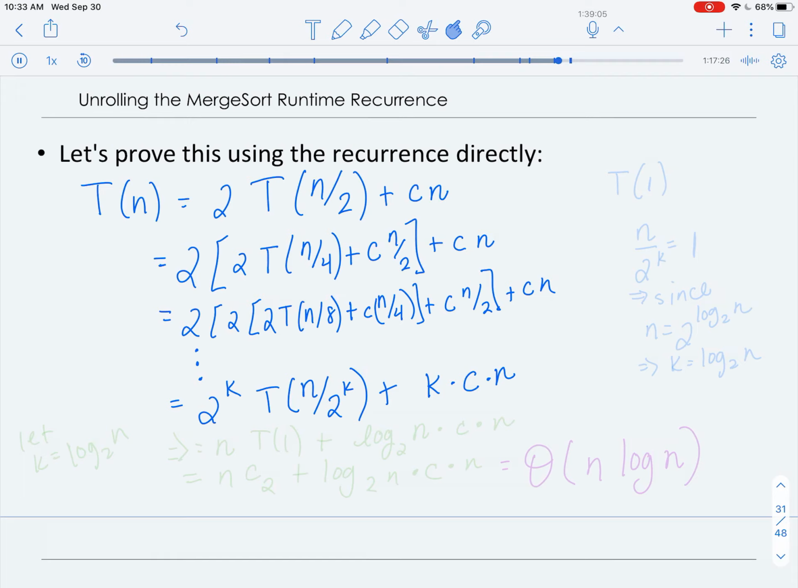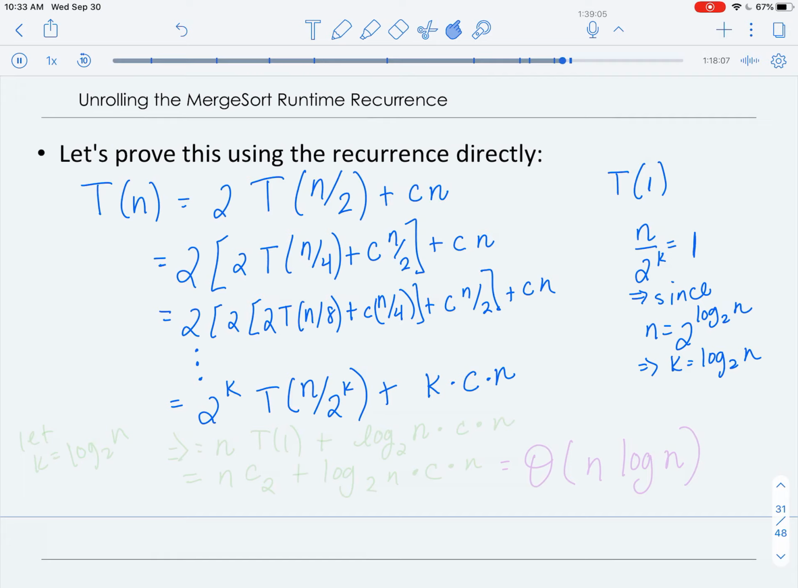So what I mean by that is, how can you actually figure out when this recursion is going to stop? We want to consider that we hit a base case for T(1), so we want to figure out what is the value of k such that n divided by 2^k is equal to 1? Well, we know that since n is equal to 2^(log2 n), then k is equal to log2 of n.